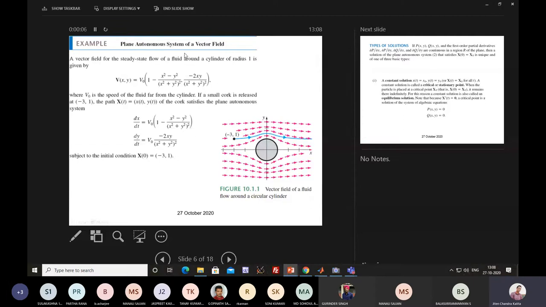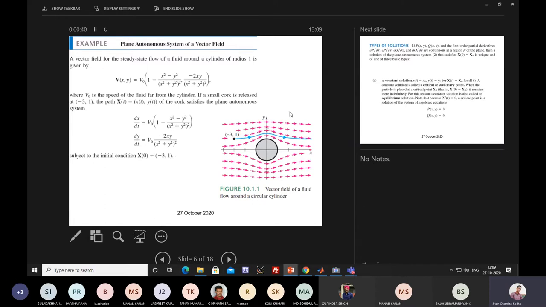So now you can see that I have been given a vector field, given by this, and these are dx/dt and dy/dt. So in fact, this represents the vector field for the steady state flow of a fluid around a cylinder of radius 1. It is given by this. So now, what is it showing? It is showing the velocity vectors. The red arrowheads are nothing but the velocity vectors.